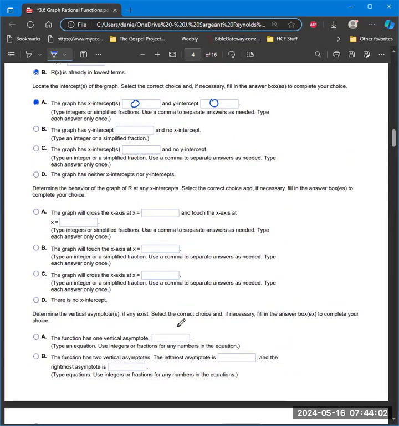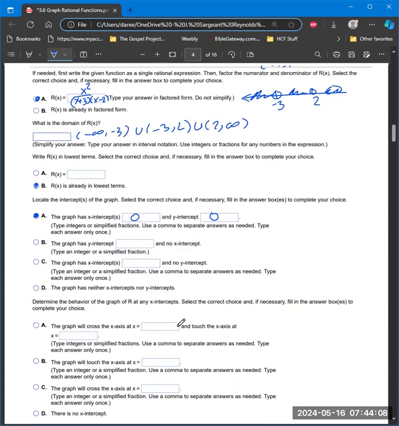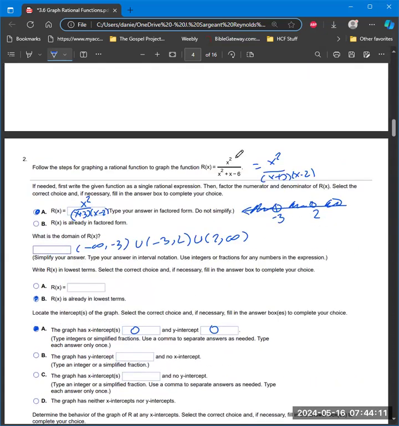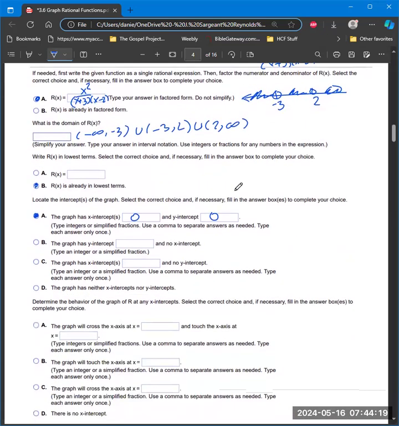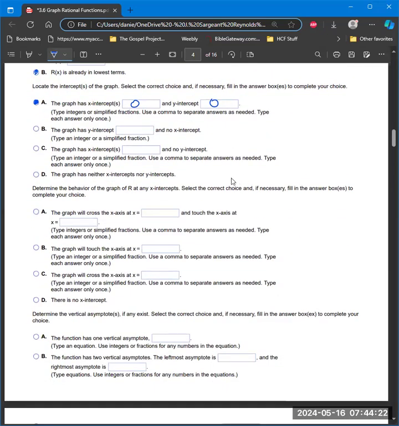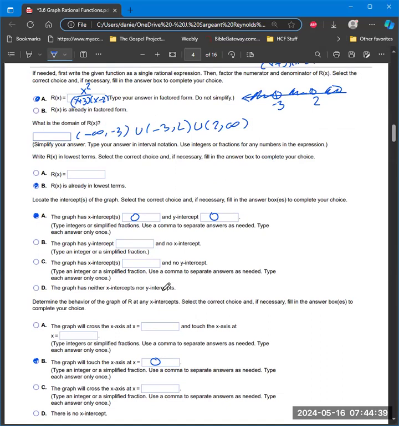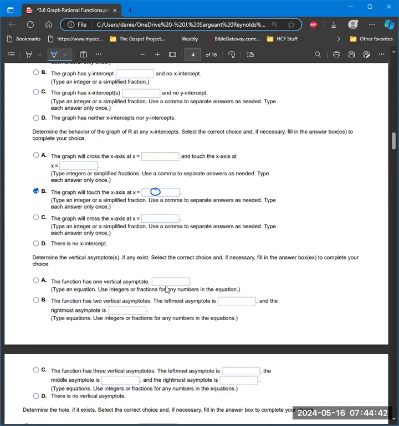Determine the behavior of the graph of R at any x-intercept. So for instance, is it going to touch or cross? It's going to touch at the x-intercept there because it has an even multiplicity. So the graph will touch the x-axis at x equals 0. Determine vertical asymptotes. Those are going to be at x equals -3 and x equals 2.